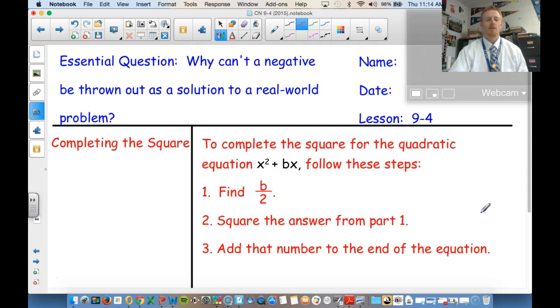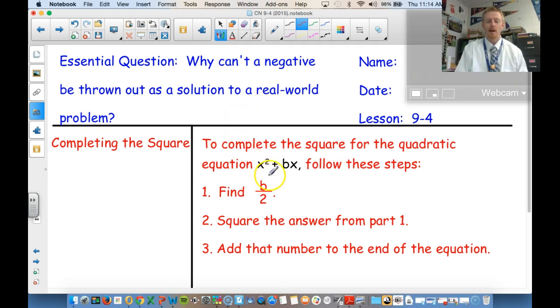So the big idea for today is we're talking about why can't a negative be thrown out as a solution to a real world problem. And hopefully we'll be able to figure that out here from our examples today. So the process that we're talking about today is called completing the square. To complete the square, there's a couple steps that we have to do.